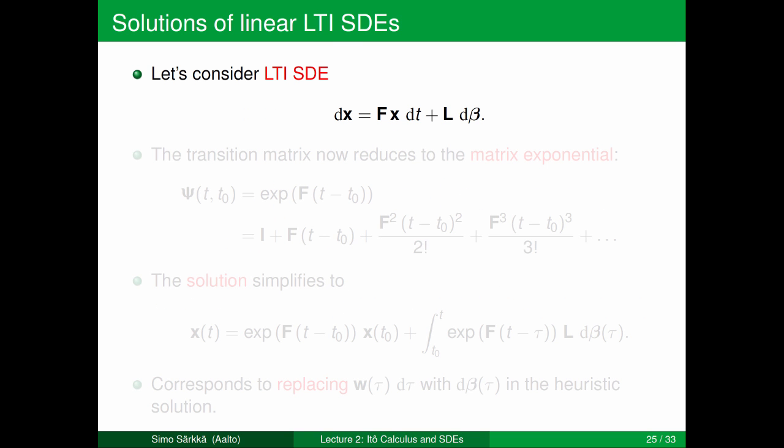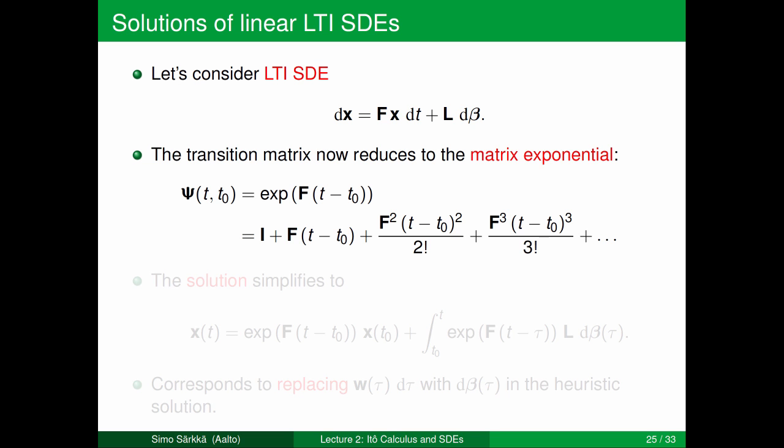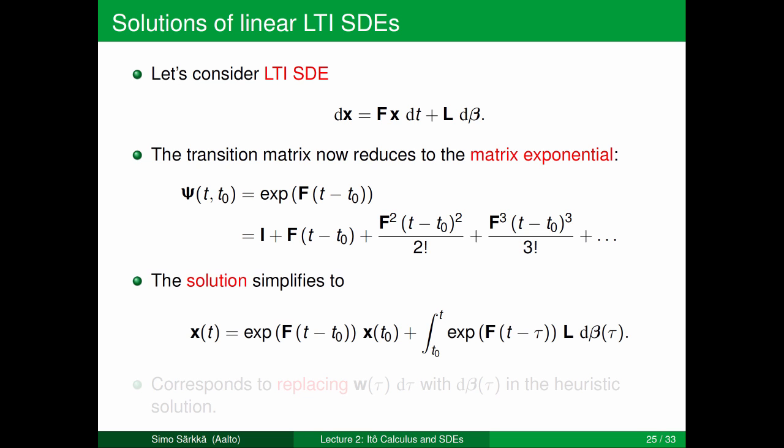We can now consider the linear time-invariant special case of these linear differential equations. So let's assume that our F is actually independent of time and L is independent of time as well, and we don't have any u term inside there. Now the transition matrix is just a matrix exponential, which is defined by the series property given over here. And now the solution simplifies to this kind of form. So x(t) is equal to the matrix exponential of F times (t minus t0) times x(t0) plus then the integral of the matrix exponential times L times d beta.